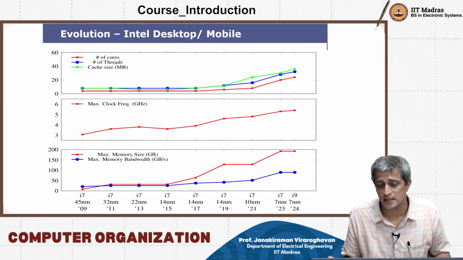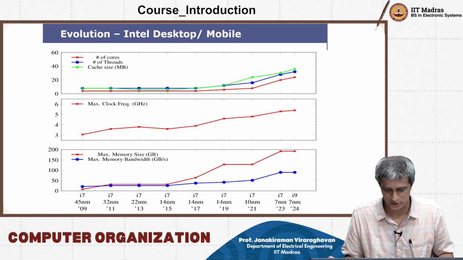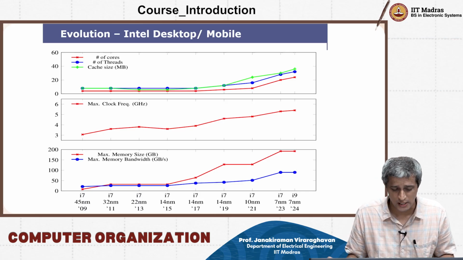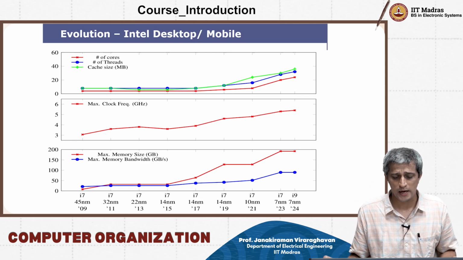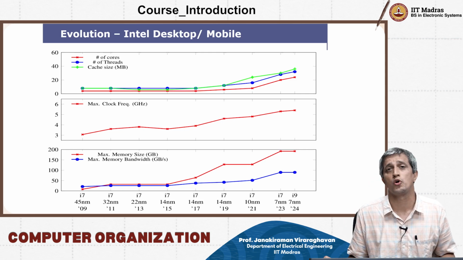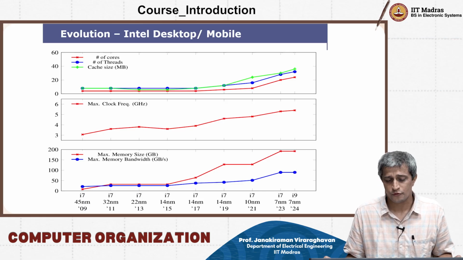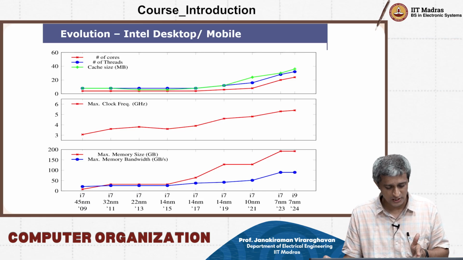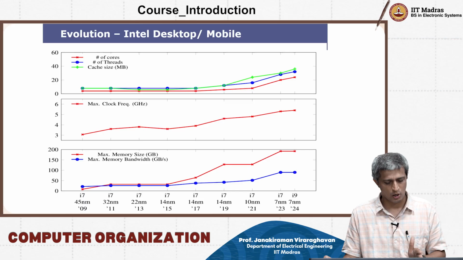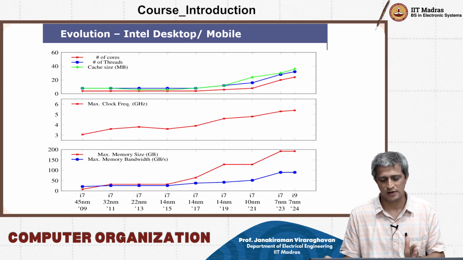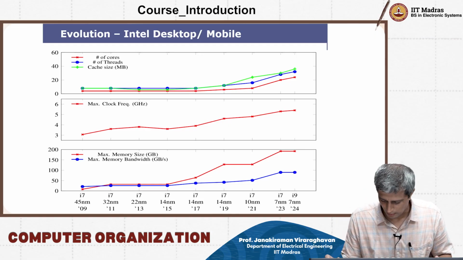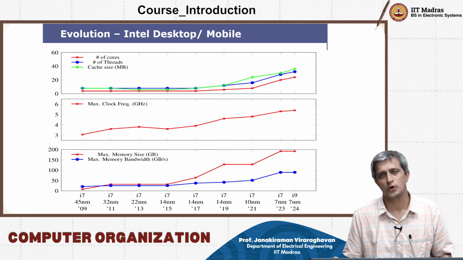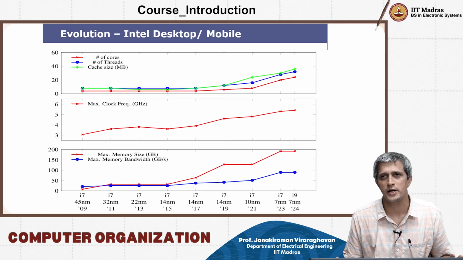And this is basically the Intel desktop or mobile processors. And basically what you see, there are 3 graphs here. On the top graph, we are showing you the number of cores, the number of threads, and the cache size. On the x-axis, we are talking about the 45 nanometer technology, the i7, the 32 nanometer i7, 22 nanometer, all the way to the i9s, which is in 7 nanometer. And the year is marked below. So it starts from 2009 all the way to 2024.